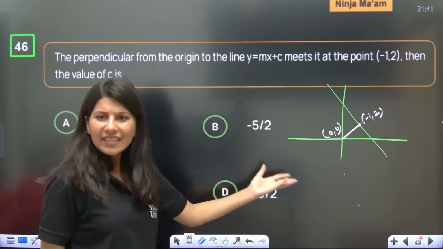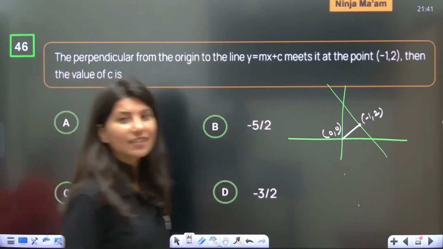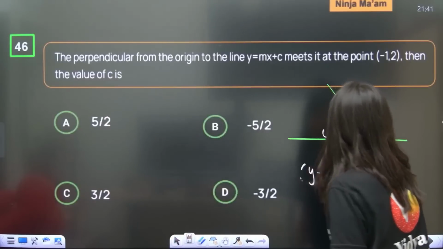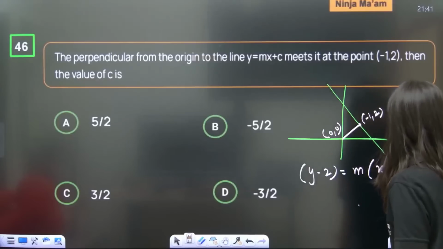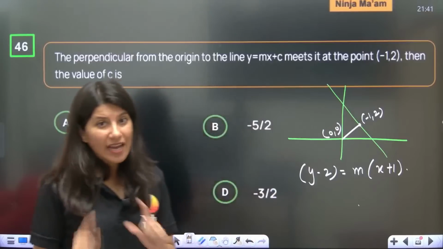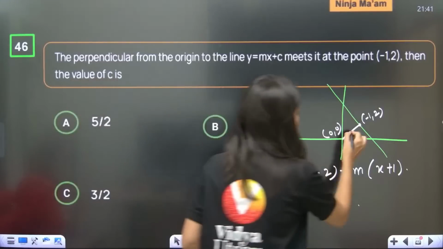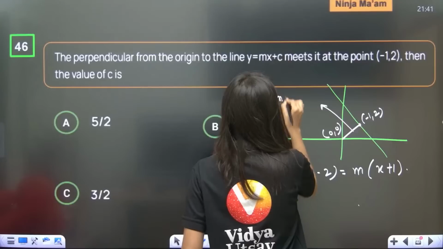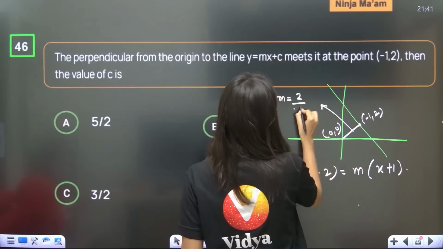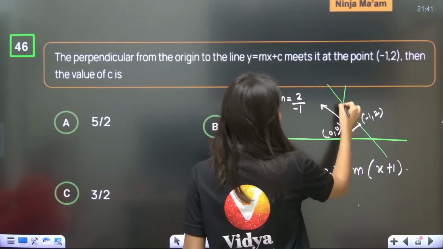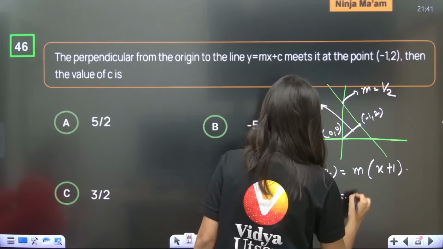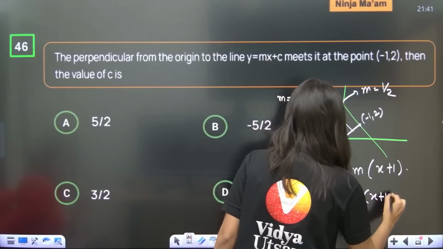I can write the whole equation of this line. How come? See, this line is passing through minus 1 comma 2, so the equation can be written. I just need a slope. See, slope of this line will be what? This is 2 minus 0 over minus 1 minus 0, so this is minus 2. So the slope of this line will be half. So y minus 2 is equal to half x plus 1.